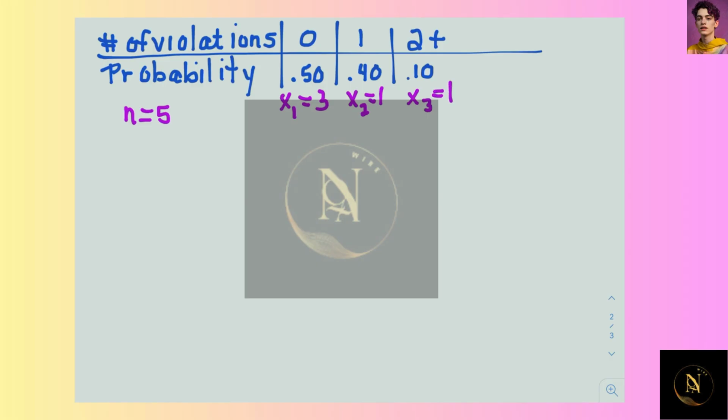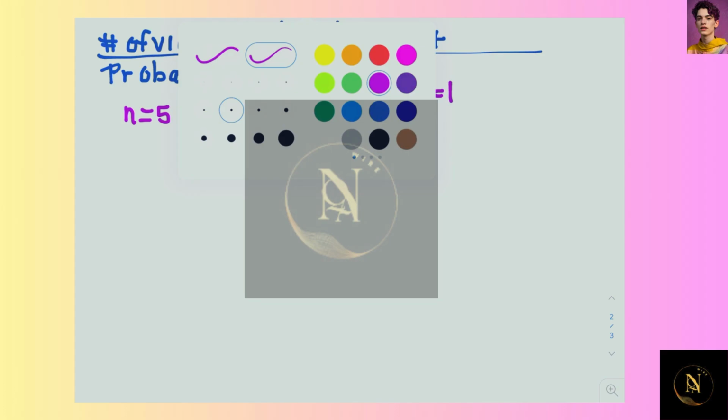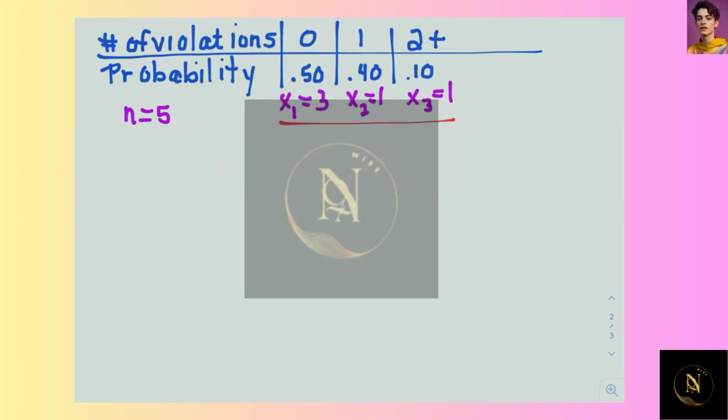1 violation. Notice some things here. When you add up the x1, the x2, the x3, they total up to 5. And when we add up our probabilities, they total up to 1. So this is a multinomial situation.